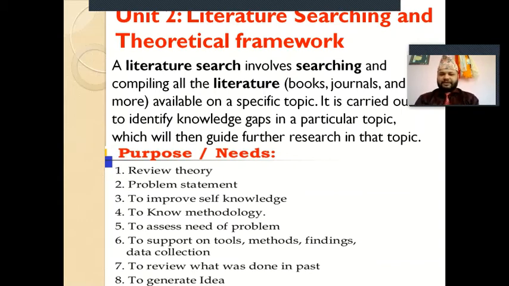What is literature search? Literature review. It is a process of searching, or locating, or identifying a referential information regarding a particular issue or problem. Okay. Searching for some information, authentic information. Okay. Published information, globally accepted information.